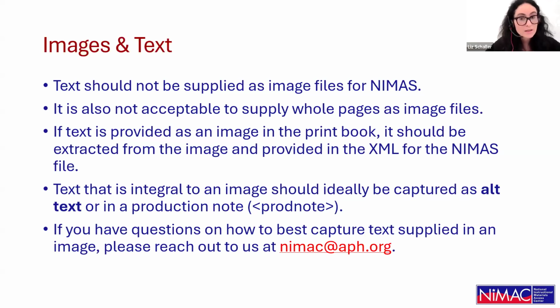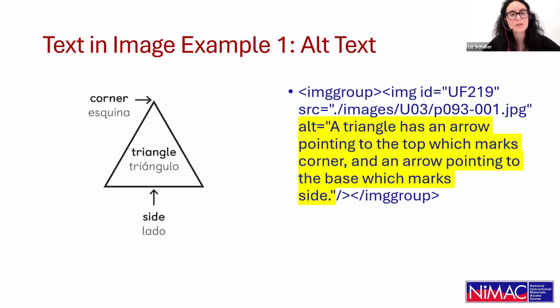If text is provided as an image in the print book, it should be extracted from the image and provided in the XML for the NIMAS file. Text that is integral to an image should ideally be captured as alt text or in a production note, or prod note. And if you do have any questions about this as you're working with a particular file, we're always happy to help. I have a few examples on the next several slides just to illustrate this.